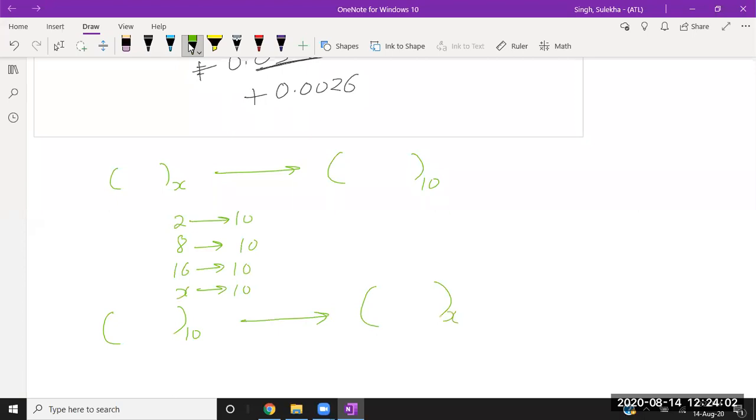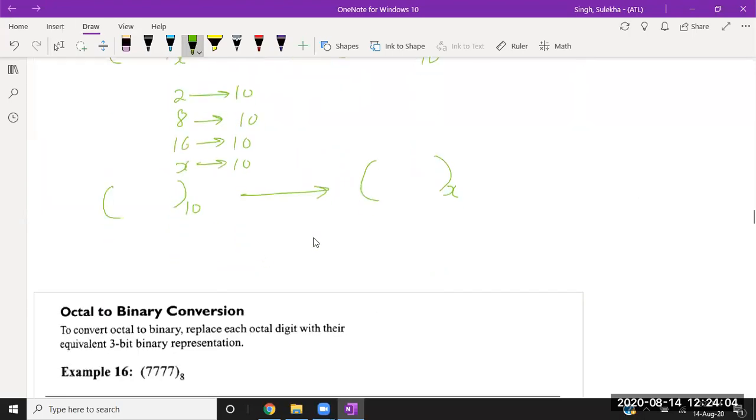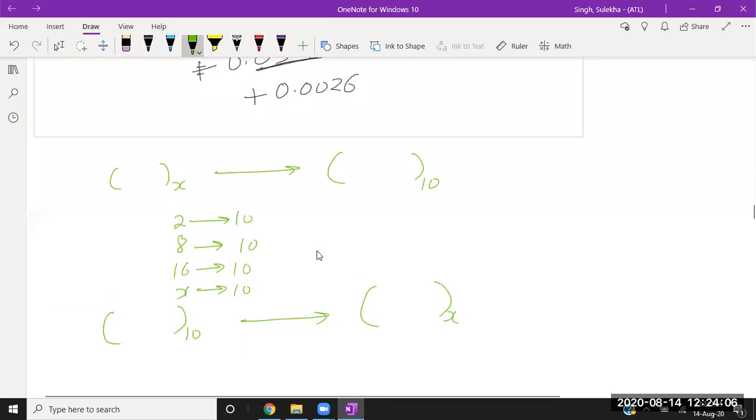Okay, the second thing we have seen is we can convert base 10 also into base x. Okay, for these things we have seen examples, like we have converted base 10 into base 2, base 10 into base 8, base 10 into base 16. Or you can convert base 10 into base x, any base 7, base 5, base 4 with the same methodology. Okay, so these things we have already seen.